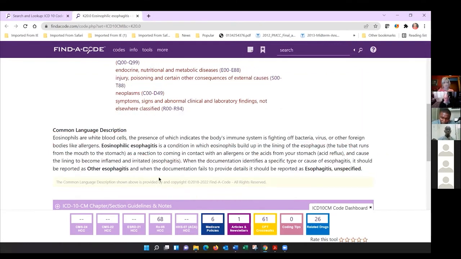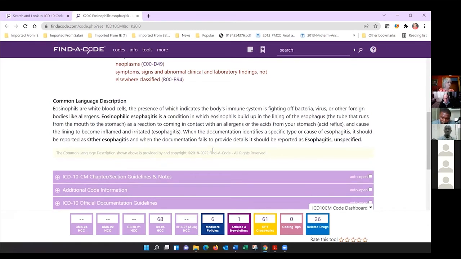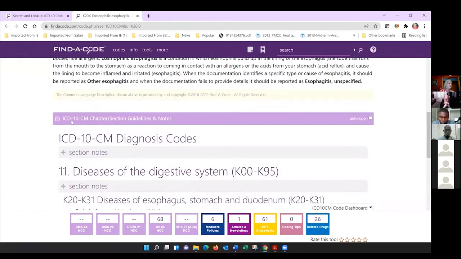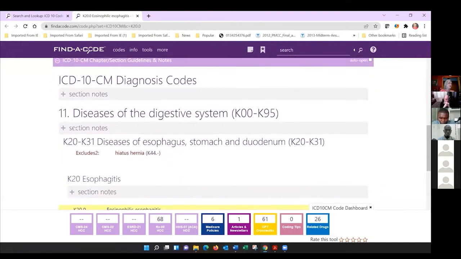So it describes what this condition is, that the patient has some sort of an immune system thing going on, a virus or bacteria or something that's causing this. That eosinophilic is a type of organism that grows. It's an infection, and it has grown, it's in the esophagus. But this gives us a little bit more information to help us better understand it. All right, so then see the pluses down here where you can open up the section codes.